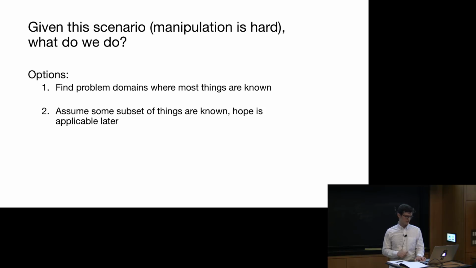Another option is to just assume that some subset of things are known and just do research and hope that people will solve the other parts, and then hope that in general your stuff is applicable later. And I think this is actually a very good route, because in research you can't tackle everything at one time, and I think it's good to work in regimes where you assume that somebody else has solved part of your problem and you focus on one part. I think it's a very good option.